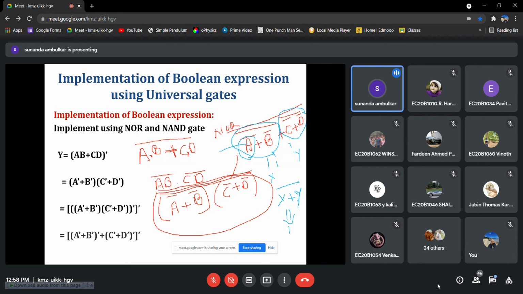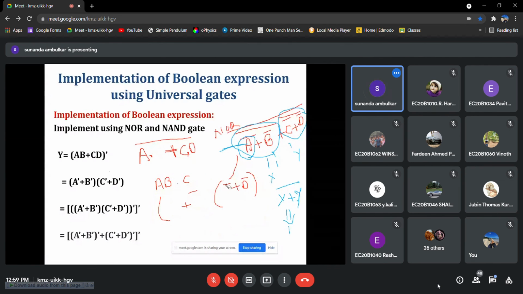So to complement this A, we have to use one NAND gate. To complement this B, we have to use one NAND gate. Sorry, this is the NOR implementation. So to complement this A, we have to use one NOR gate. For B, we have to use one NOR gate, and for C and D, we have to use one each. So what will the simplified expression be in terms of the NOR gate?